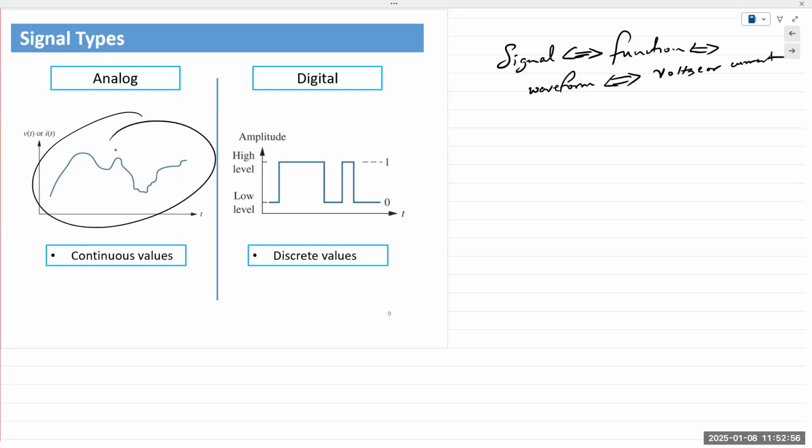Then we have digital signals. Now, digital signals basically derive from analog, and typically we work with only two levels in digital signals, either 0 or 1. Okay, zeros or ones. So it's either low or high.